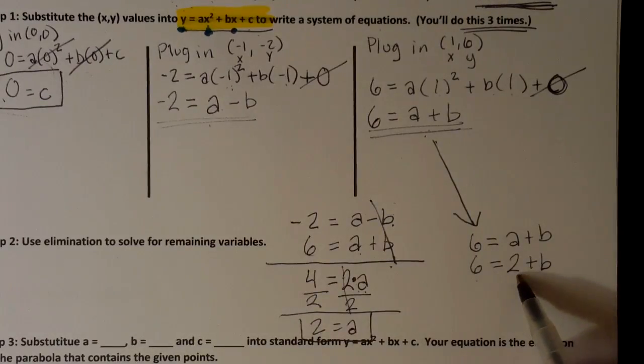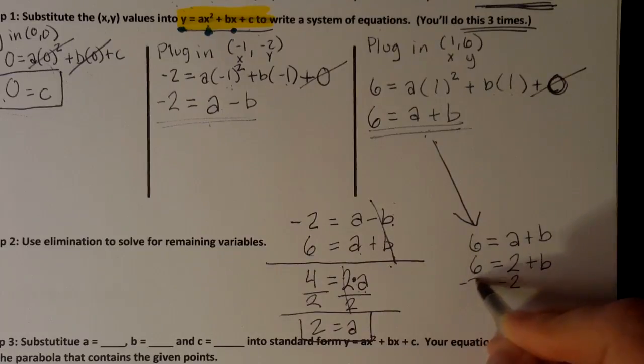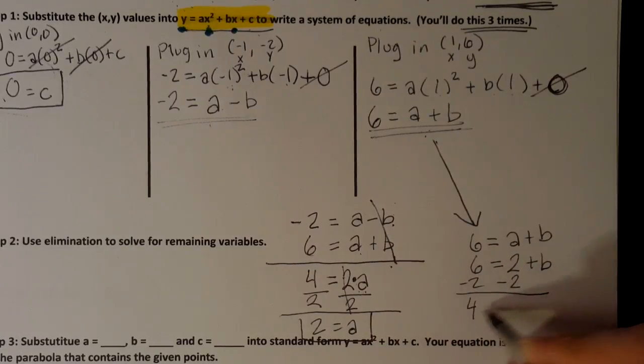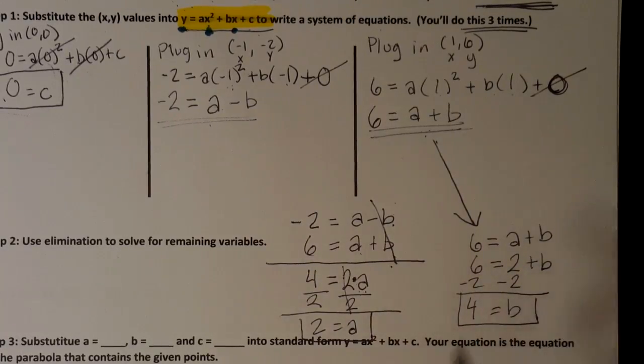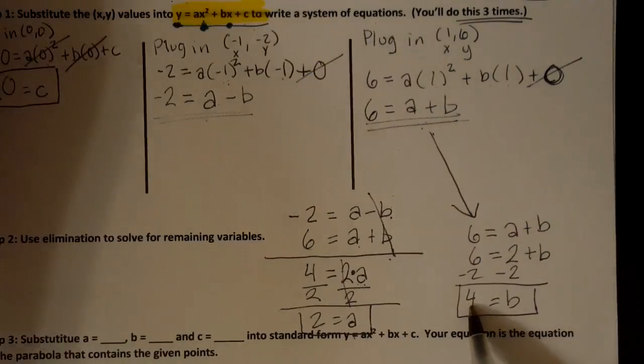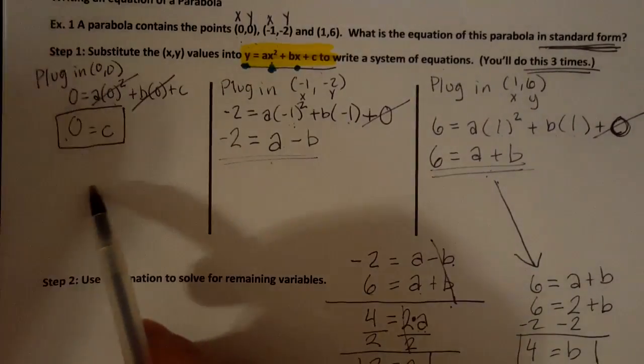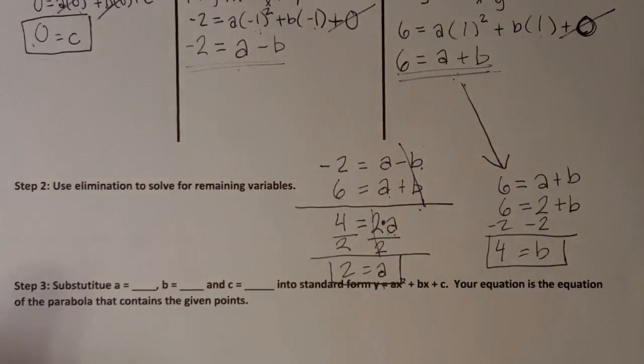So 6 equals 2 plus b. You can probably do this in your head, but the inverse operation would be subtracting 2. So I get 4 equals b. So we now know a is 2, we now know b is 4, and we now know c is 0.